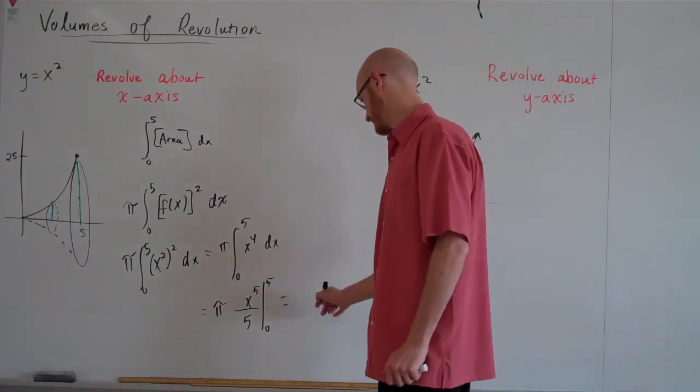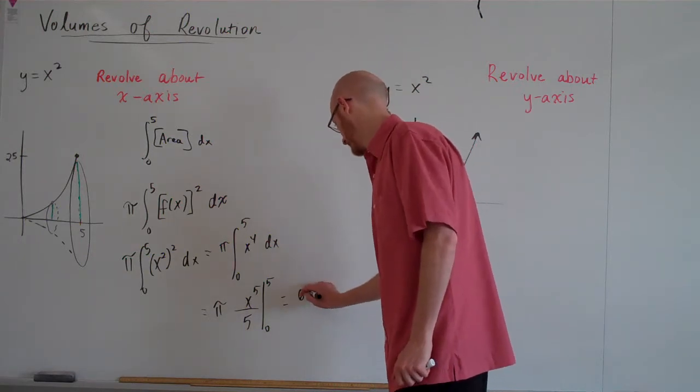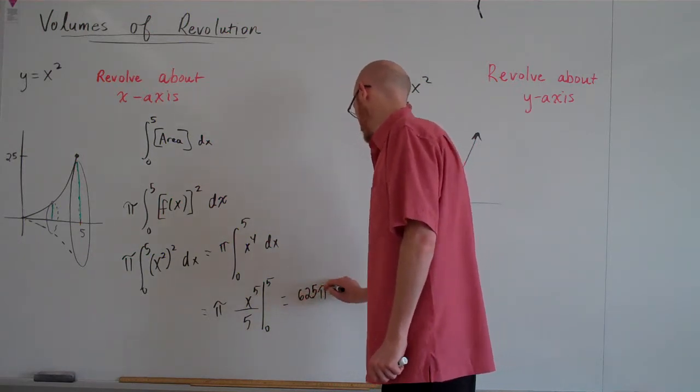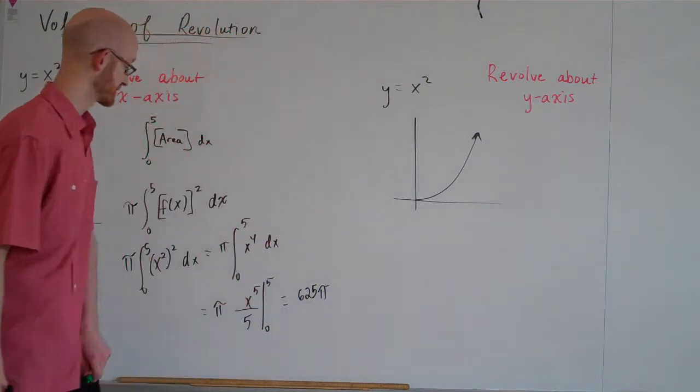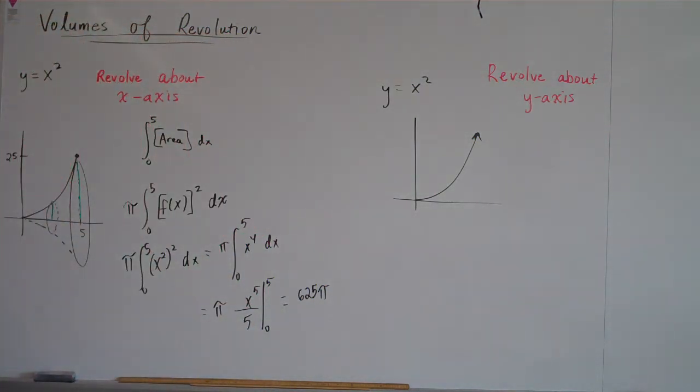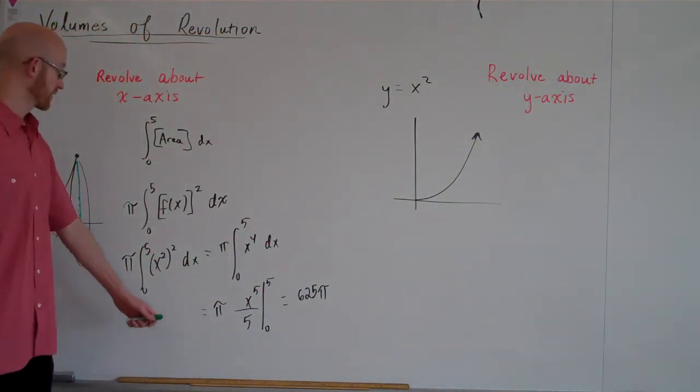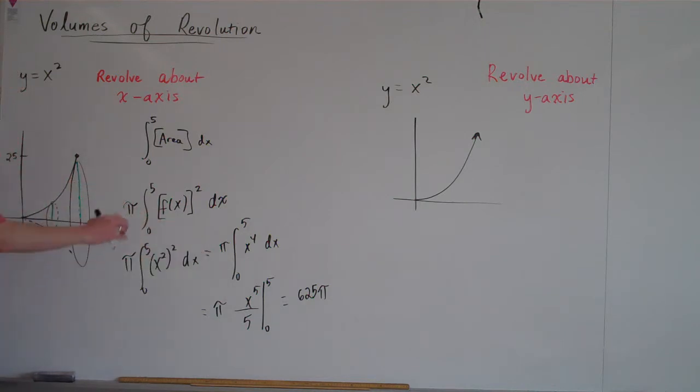So 625 pi. Check my calculations on that. And then 0, when you put that in, that's of course 0. So that is, again, area times units, so you get a volumetric unit, a cubic unit there. And then we're just adding up infinitely many of them.